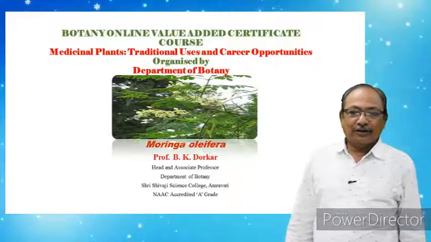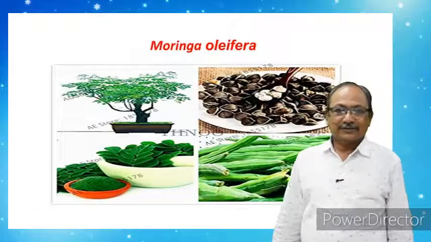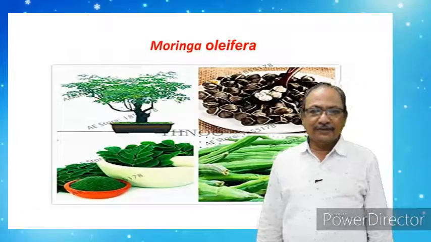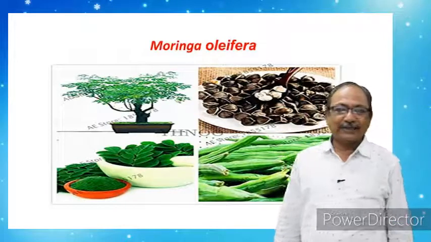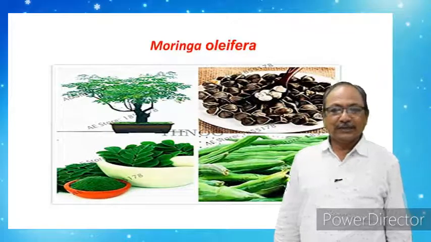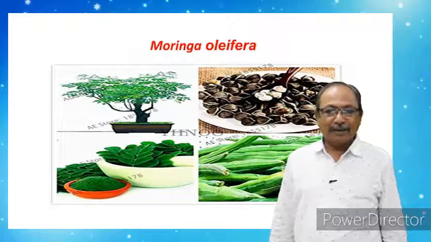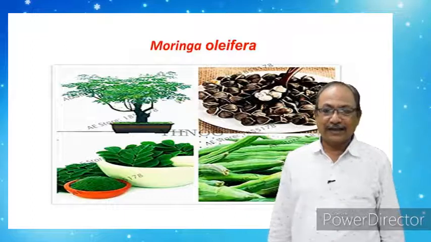We start module number 2 and today's plant is Moringa oleifera. The Moringa oleifera is commonly known as drumstick due to its slender, long, triangular seed pods. In Marathi, we call it Shevga. It is native to the sub-Himalayan area of India, Pakistan, Bangladesh and Afghanistan. It is also grown in tropical areas.